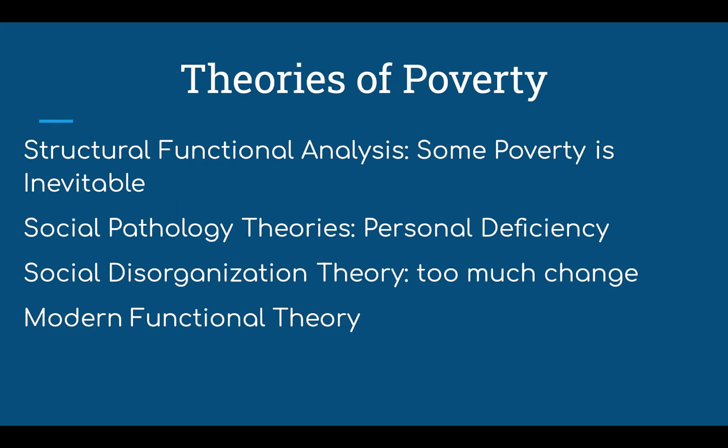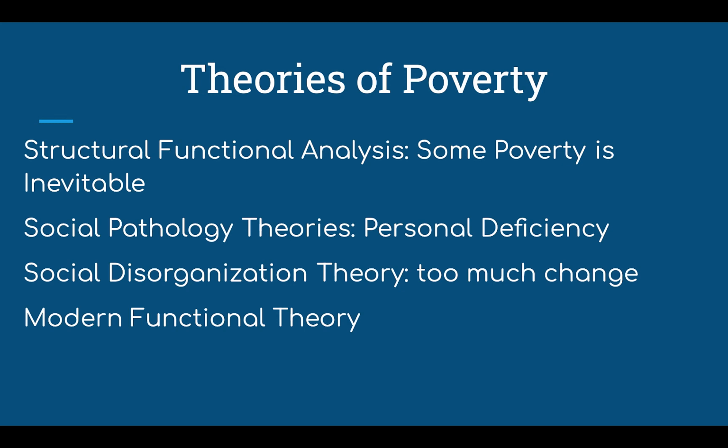Okay, looking at some different theories of poverty. So structural functionalism, they're always looking at some poverty being inevitable, right? So they think it's the structure of society where some people need to be socially rewarded leads to a situation where there's going to be some inequality. So for the first level is the kind of, when you look at this social pathology to disorganization to modern, it's like oldest theory to newest theory.